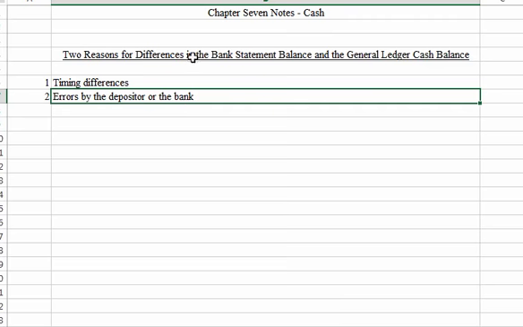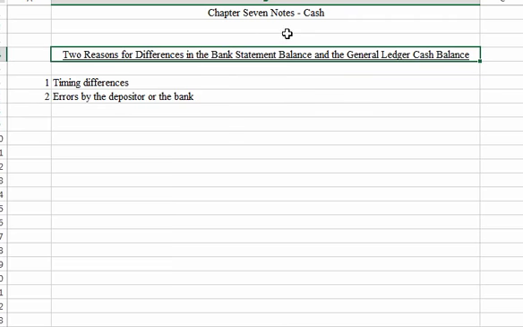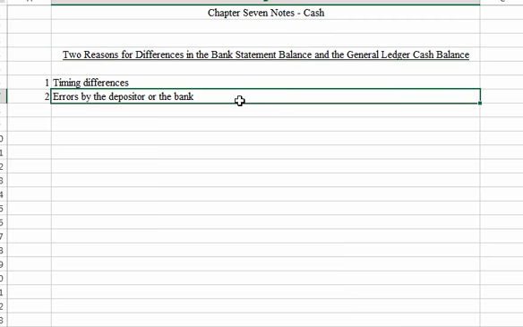So these two reasons for differences in the bank statement balance and the general ledger cash balance, those are the reasons why we do the bank reconciliation. A lot of people call it balancing the checkbook. We want to make sure the balances are equal. And when we take into account all the timing differences and correct all the errors, we can usually equal the amount. And catching the errors is really our main objective.